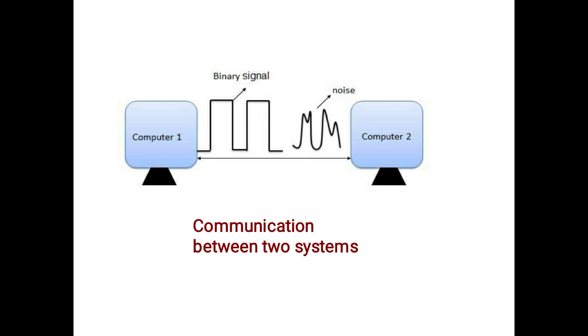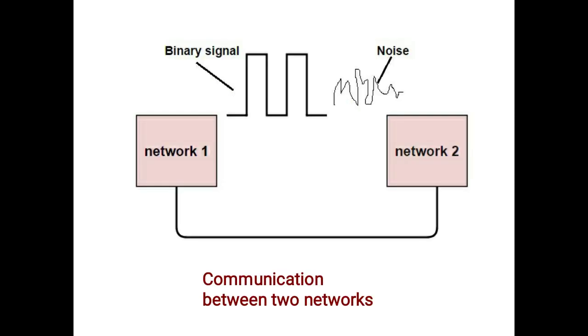And the second signal is added noise, which is a disturbance or unwanted signal. Similarly, if the communication is between two networks, it will be like this: network 1 and network 2. In this case, signal may be either of analog or of digital. If it is an analog form, it is simply a voice signal. If it is a digital form, it is a binary signal. Here also you can see a noise.